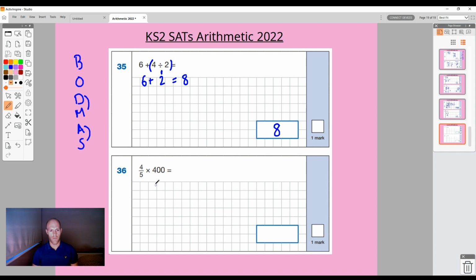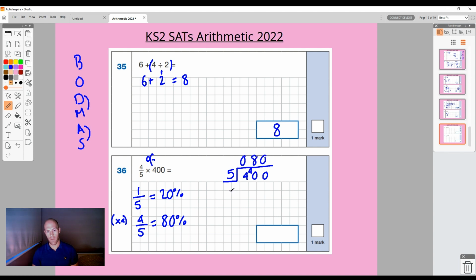And then the final question, 4/5 times by 400. You could say 4/5 of 100. We know that 1/5 is equal to 20%. Times by 4, 4/5 equals 80%. So now I've got to find 80% of this. Maybe I could find 1/5 by dividing by 5. Divided by 5, 400. Can't fit 5 into 4. 5 into 40 goes in 8 times.